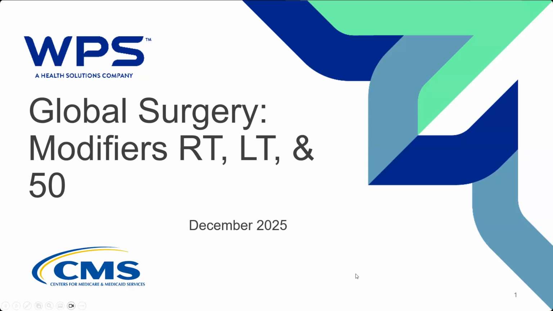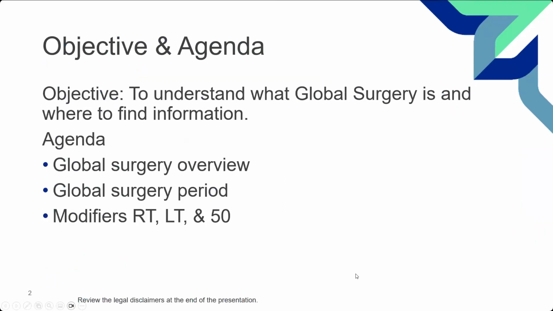All right. What are we here to do today? Well, we're here to get a basic understanding of global surgery. The reason that this is important is that you don't necessarily understand when to use modifier RT, LT, or 50 related to global surgery if you don't even get the global surgery concept. I will tell you a couple of comments or questions made during the registration process, which led me to add in the information that I did. We also do want to talk about the global surgery periods, why that's important, and then again, focus on RT, LT, and 50, but we don't want to neglect your questions.